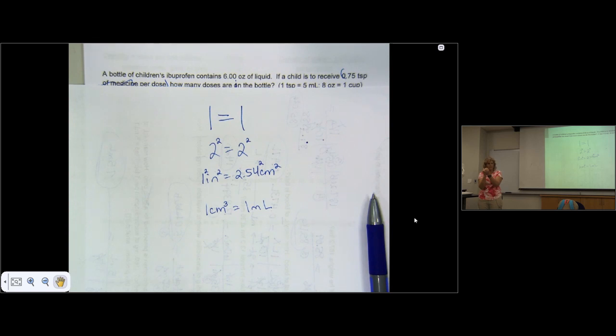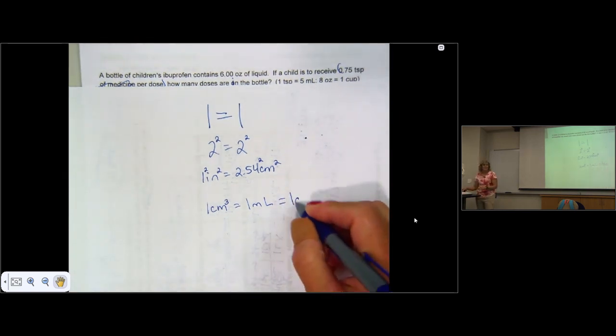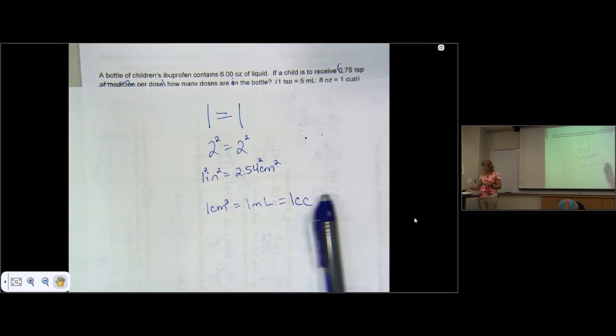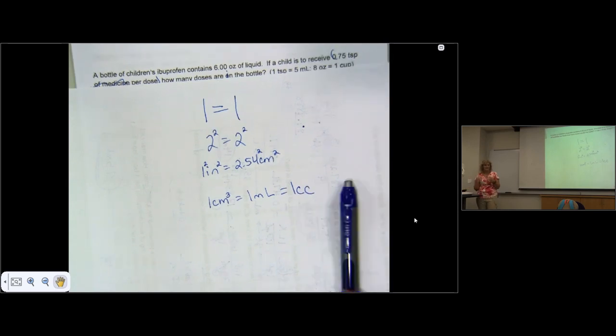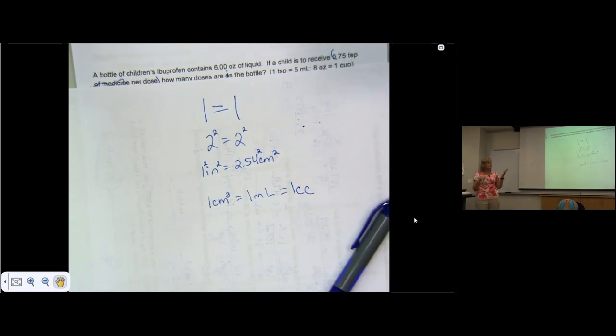1 milliliter. Now, the medical world likes to give their own names to things. What do they call that? 1 cc.